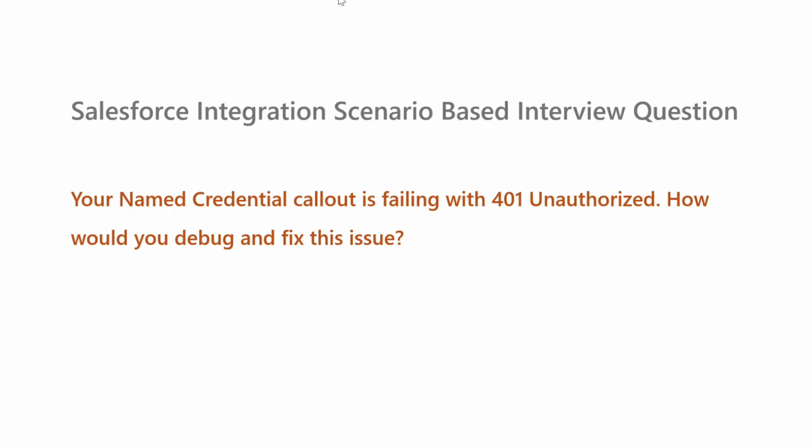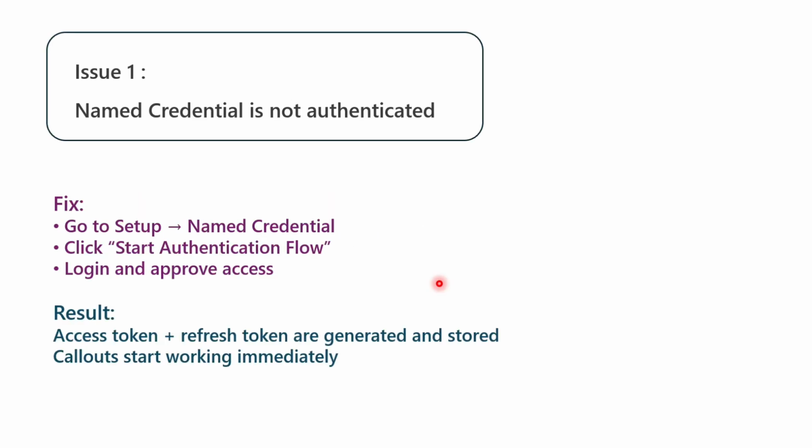So here is the scenario. Your named credential callout is failing with 401. How will you debug and fix the issue? The reason one can be your named credential is not authenticated. Many people ignore this, but this is the most common issue. What that means is no token exists at all. Either you have never clicked start authentication flow or the session has expired.